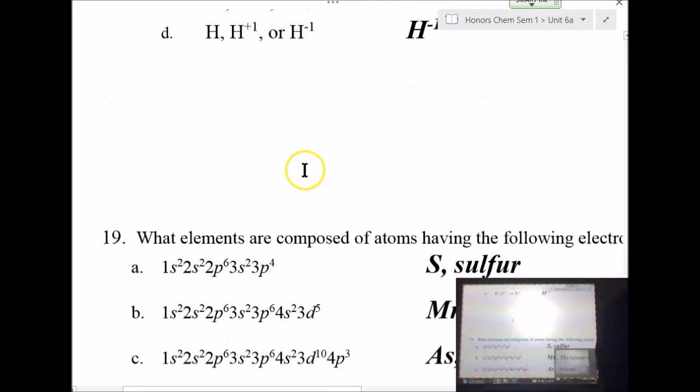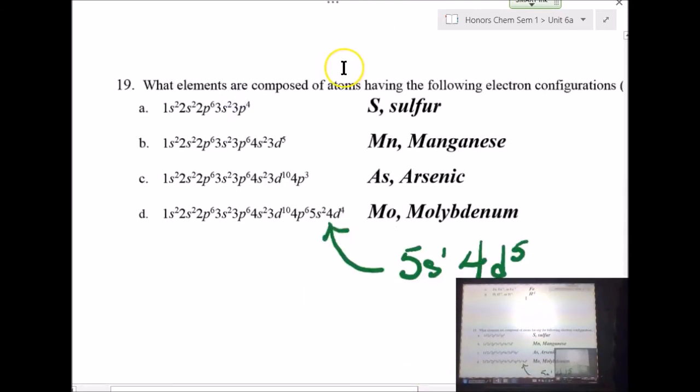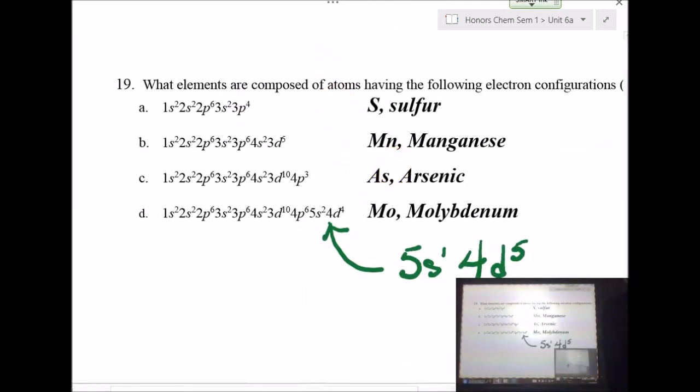And then last but not least, I do apologize for the electron configuration for molybdenum. It should have been 5s1 4d5. Yes. What's that? Okay. Wait, it's supposed to be 4d5. Should be 5s1 4d5.